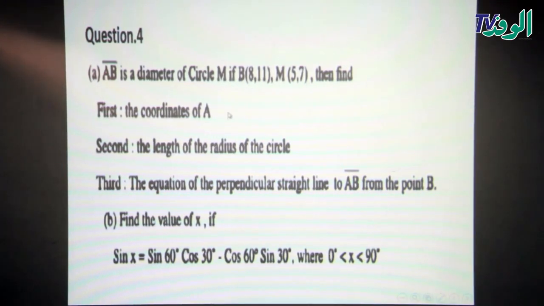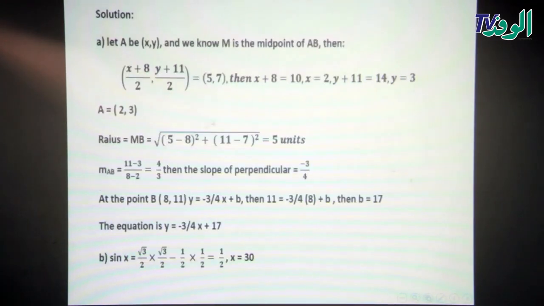ممكن أكون جايبها غلط، عشان كده بصوا إحنا هنجيب الراديوس as MB عشان أضمن إن يبقى عندي حاجة صح. Root of distance 5 minus 8. ال 5 دي اللي هي ال X coordinate of the center وال 8 اللي هي ال X coordinate of point B. Plus 11 minus 7 to the power of 2. By taking the square root we have the radius is 5 units.